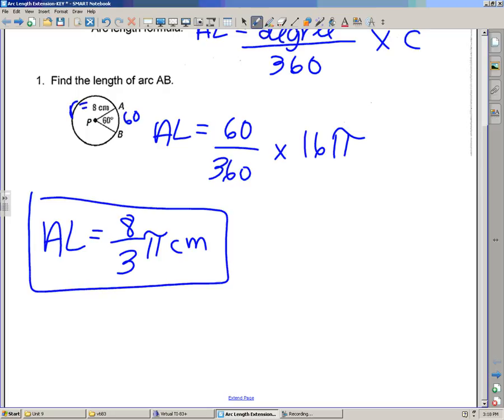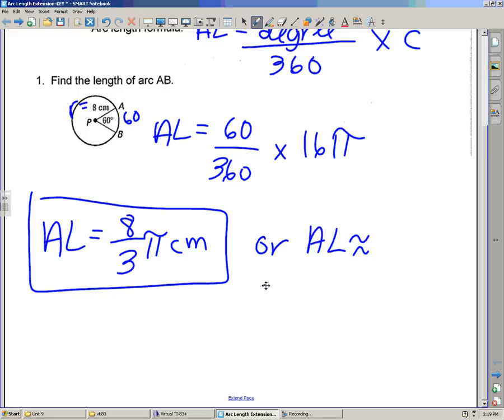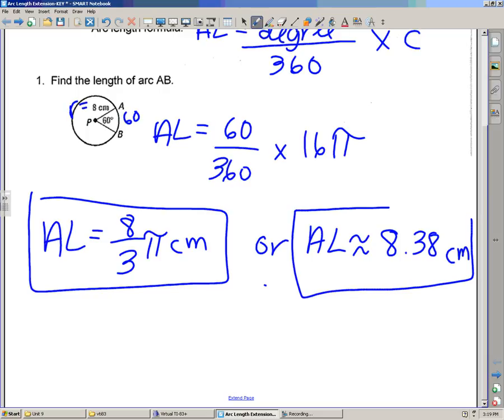That's the exact answer. If we do the approximate answer, that's when you multiply through by the pi button. You take 8/3 and multiply that value by pi. I'm going to round to the nearest hundredth, 8.38. So arc length equals 8.38 centimeters. You should be able to have two different answers: exact answers in terms of pi, and approximate answers where you multiply through by the pi button and you get decimals.